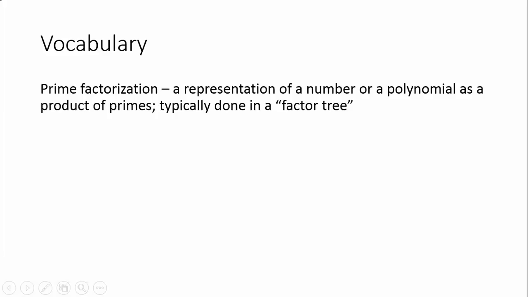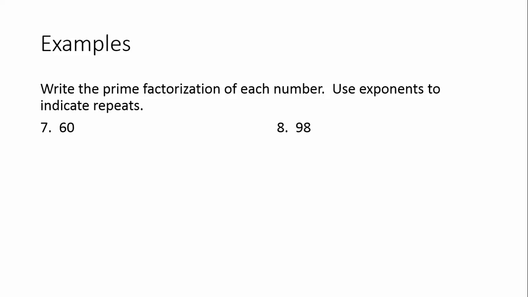So let's talk about prime factorization. This is something hopefully that you did last year in pre-algebra, but prime factorization essentially is just a representation of a number or a polynomial as a product of primes, and it's typically done in a factor tree. So maybe you're familiar with the term factor tree, but we're going to do some factor trees now. When you're asked to write the prime factorization of each number, you essentially want to start branching off of that number and coming up with different factors.